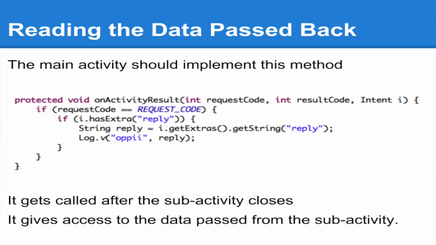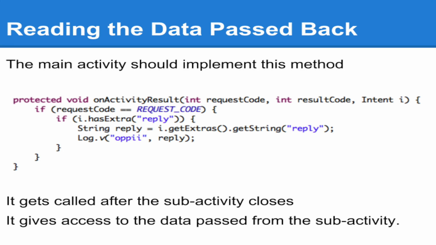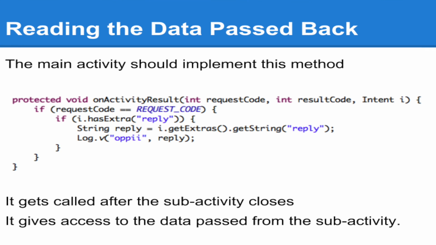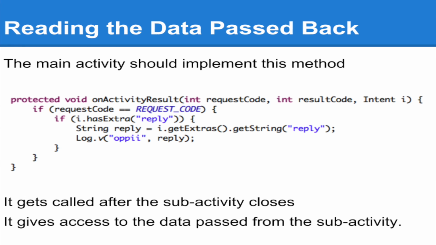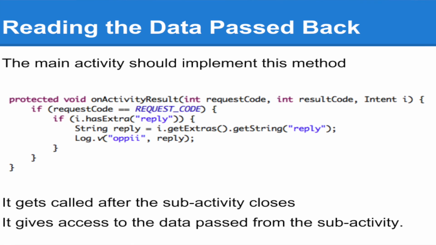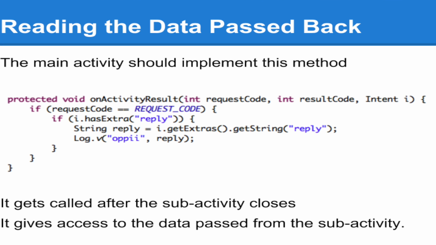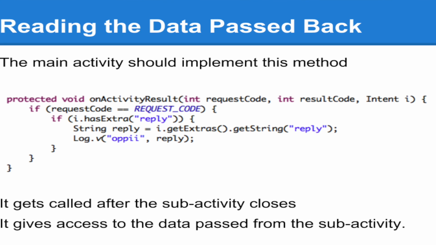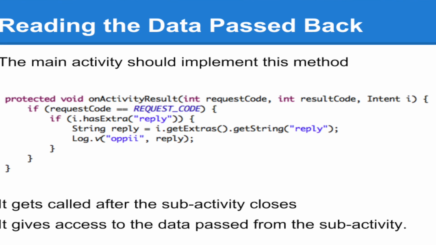If it's the correct one, look at this if statement. This will save your bacon many times over because this allows you to check to see if the data's there before you access it. If i.hasExtra("reply"), has it got in the extra bundle a key of reply? Is there some data under that reply key? And if so, I can just pull it out and display it and do what I want with it.